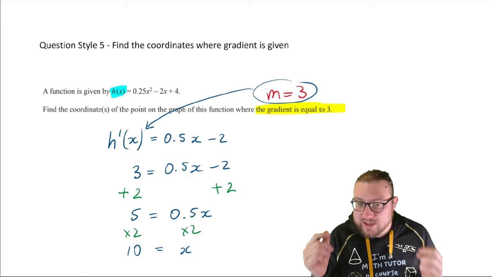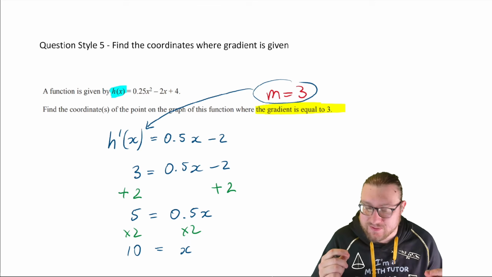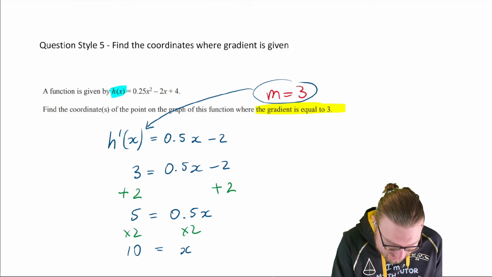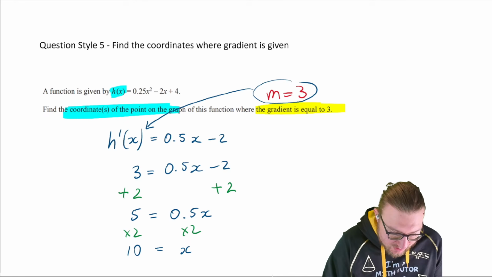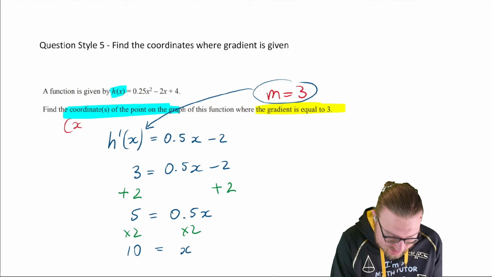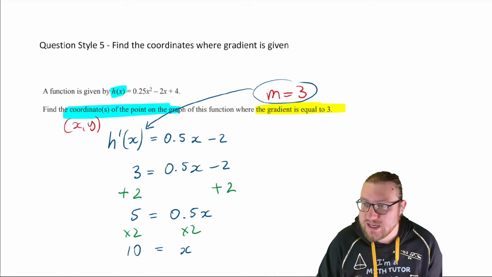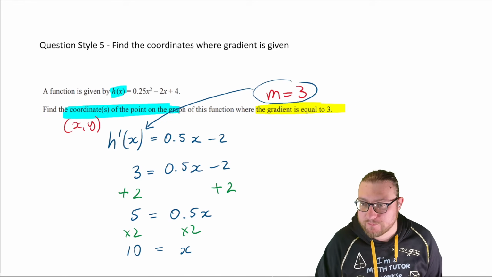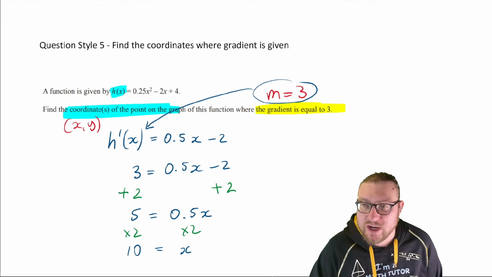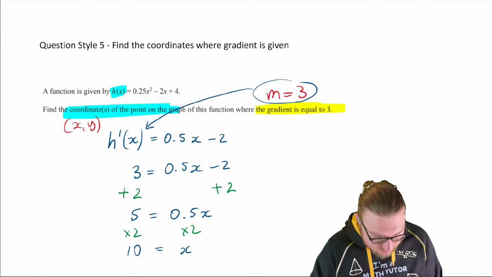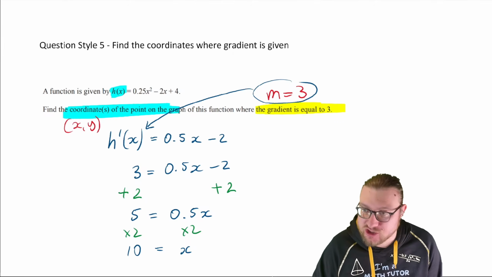But now the last point is, the question is very clearly asking for a coordinate. And a coordinate is an x, y value. So we need to write it in that brackets form. And in order to find the y value, where do we find the y value from? It comes from the original function.